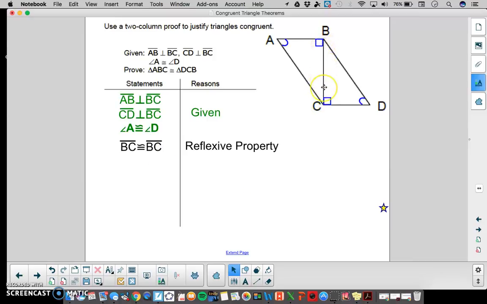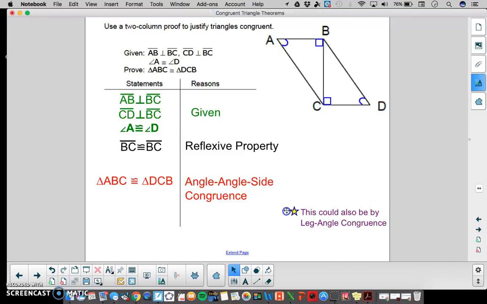So we now have a set of sides. We know we have two angles in both triangles that are congruent to each other. So I know the triangles are congruent because of the angle-angle-side congruence theorem. Now it's worth noting here that because we knew we had right angles in those triangles, we also could have used leg-angle congruence as the reason instead of angle-angle-side, and it still would have been a valid proof.